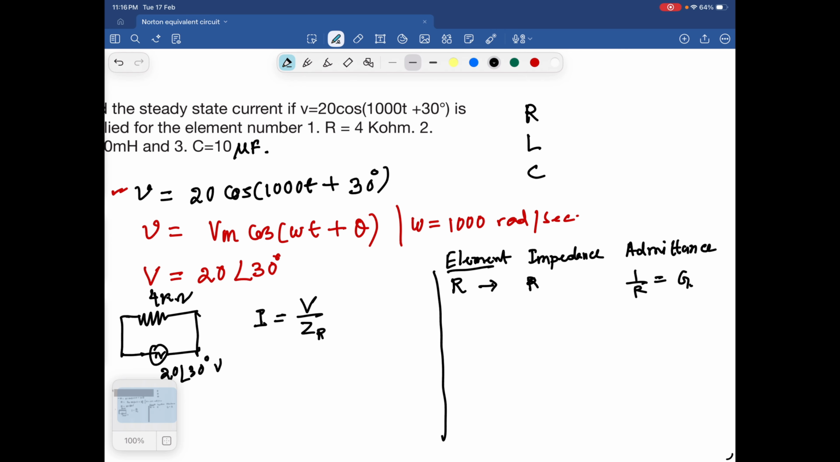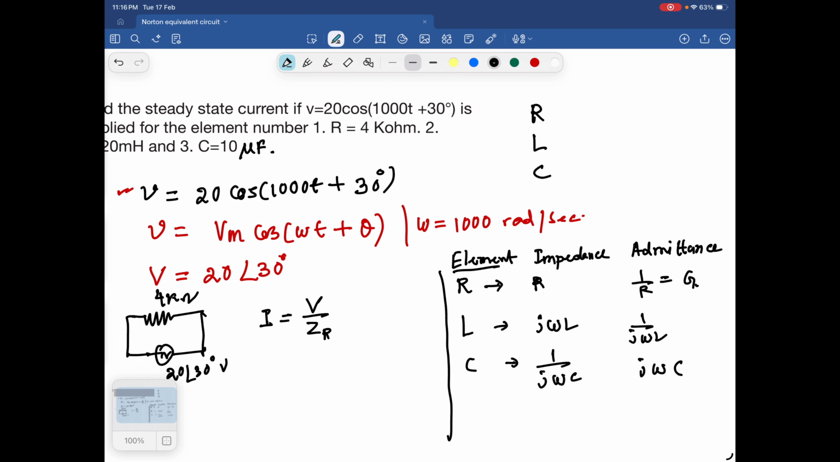Now, if the element is inductance, then its impedance is j omega L, and its admittance is 1 upon j omega L. If the element is capacitance, its impedance is 1 upon j omega C, so its admittance is j omega C. We have to remember all these things.